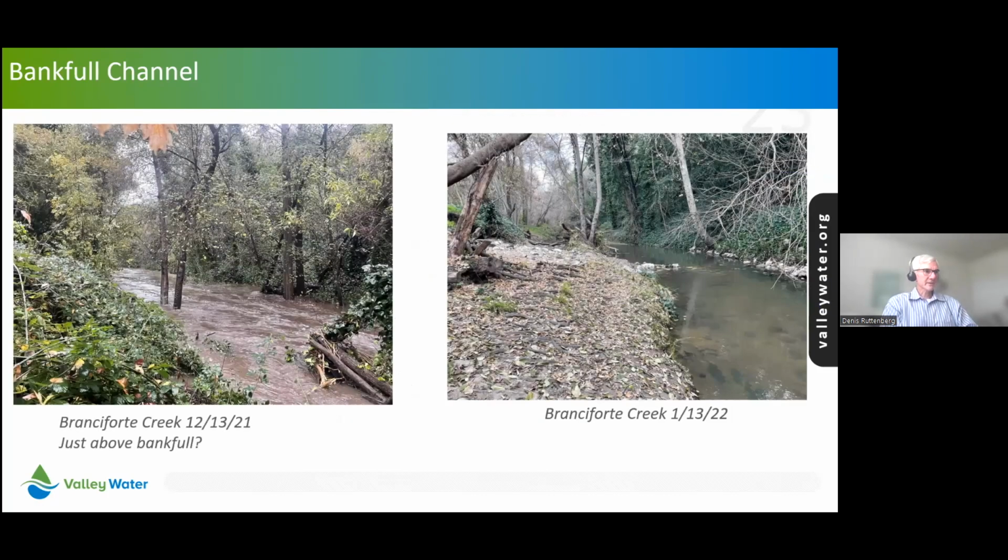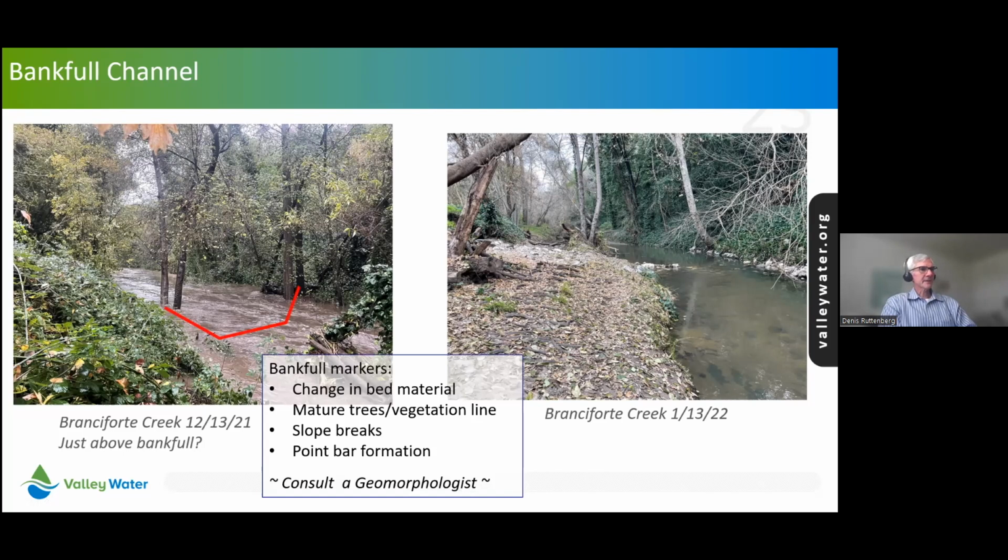Here's a picture of a channel. I took this last year. Actually, I was hoping in this last storm we would get a bankfull discharge, but I don't think we did. This is a channel near where I live. I went out and took a photo during a storm last December. I think it was about bankfull discharge. And I went back about a month later and took this photo. So bankfull markers, conceivably, you have a channel here. And the bankfull markers, again, are like mature trees. You might see the top of a point bar, slope breaks, and so on.